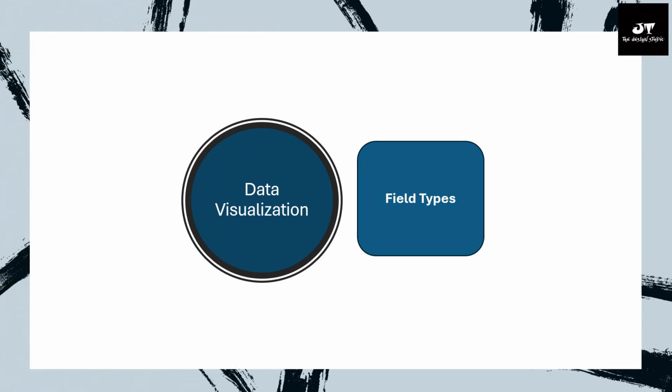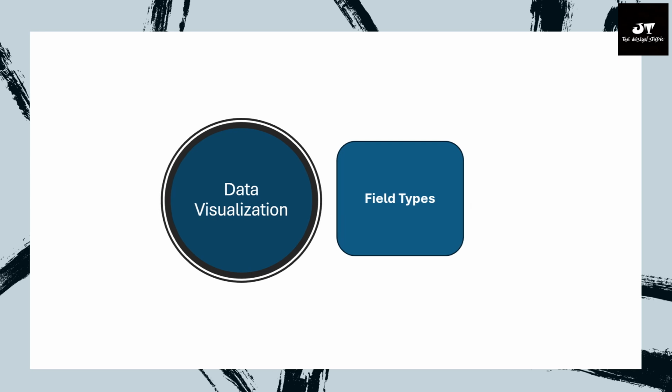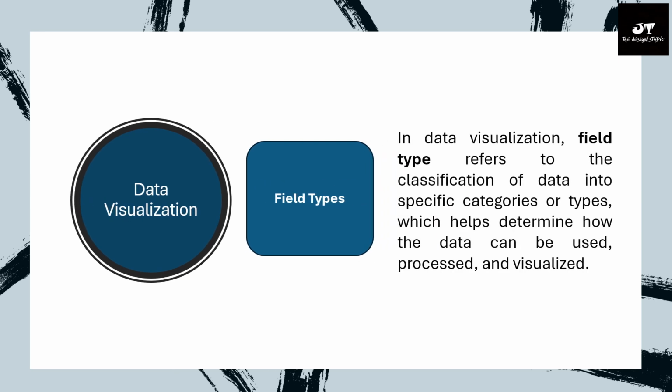Let us explore various data field types used in modeling the data. In data visualization, a field type refers to the classification of data into specific categories or types based on its nature and characteristics. These classifications help determine how the data should be structured, processed, analyzed, and visualized to extract meaningful insights. Different types of data require different visualization techniques to represent them accurately.